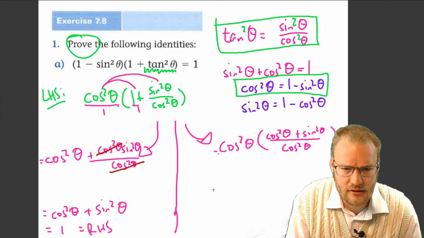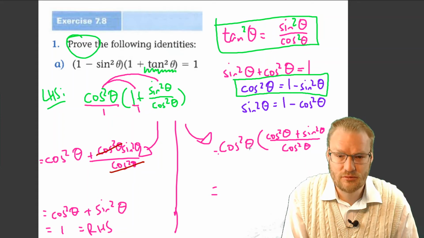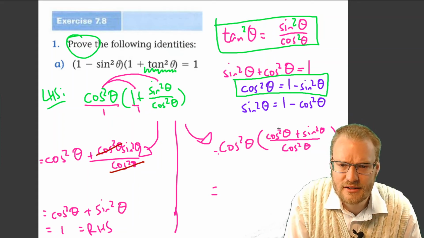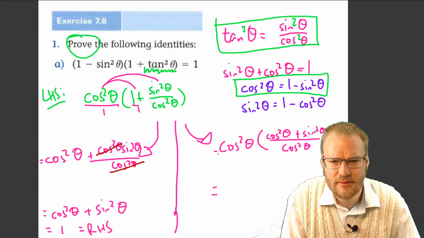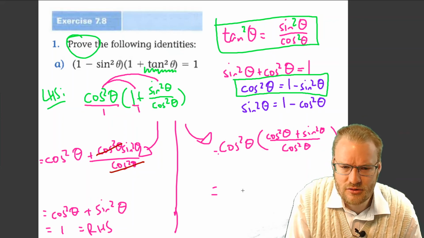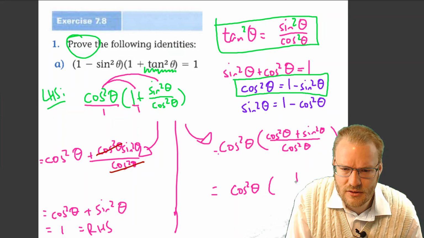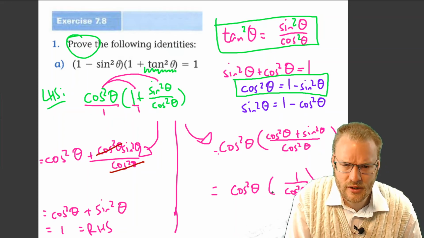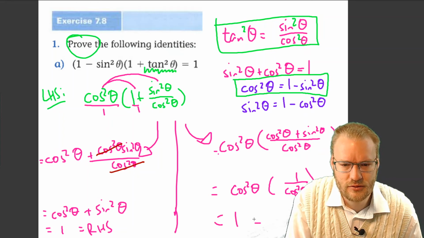Okay, well, from there you might multiply in, or you might recognize, wait a second, cos squared theta plus sine squared theta, that's just 1. So we got cos squared theta times 1 over cos squared theta. Well, anything times its reciprocal, those are just going to cancel. You're left with 1. That's your right-hand side.